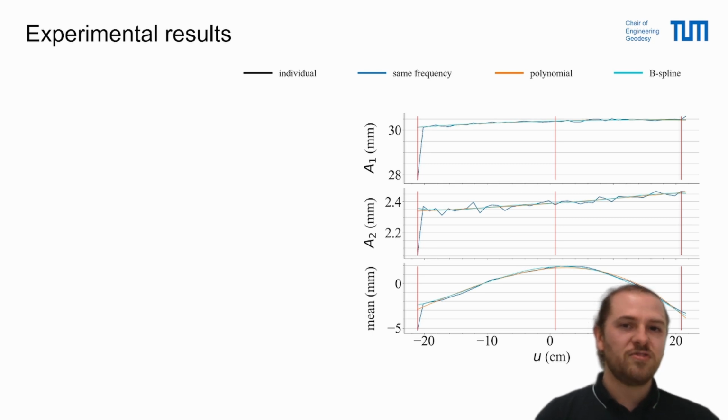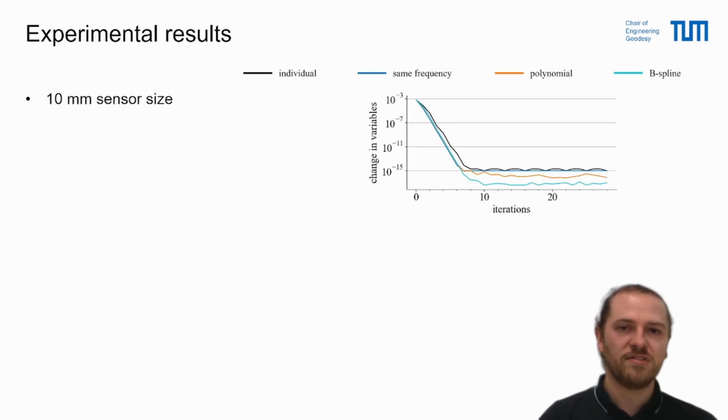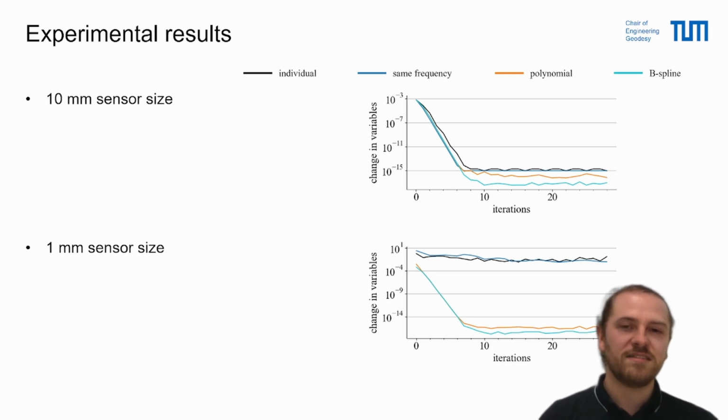Our results demonstrate that we can fit a spatiotemporal model approximating periodic movement in space and time. Here we can see the mean and two amplitudes of the induced movement. By adjusting the sensor width in our processing from 10 mm down to 1 mm, we can significantly refine the convergence of our variables. When switching from individual time series, here in black, to temporal connections, here in blue, and to spatiotemporal models using polynomials in orange or B-splines in cyan.